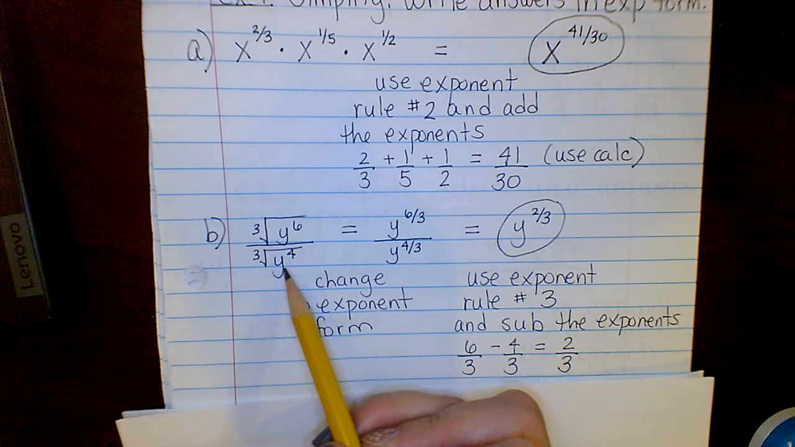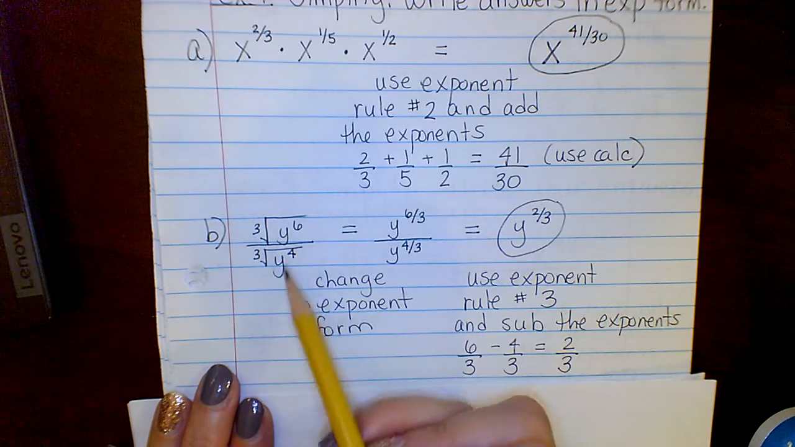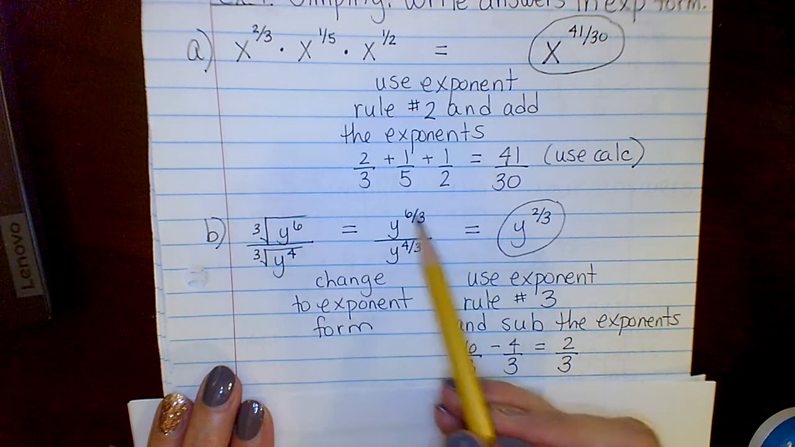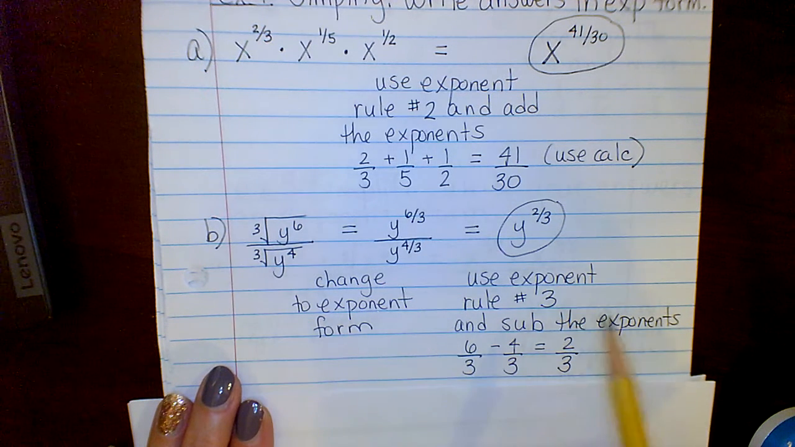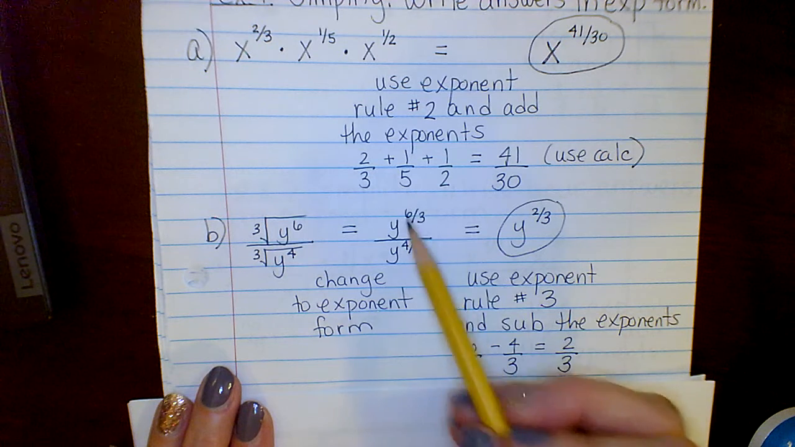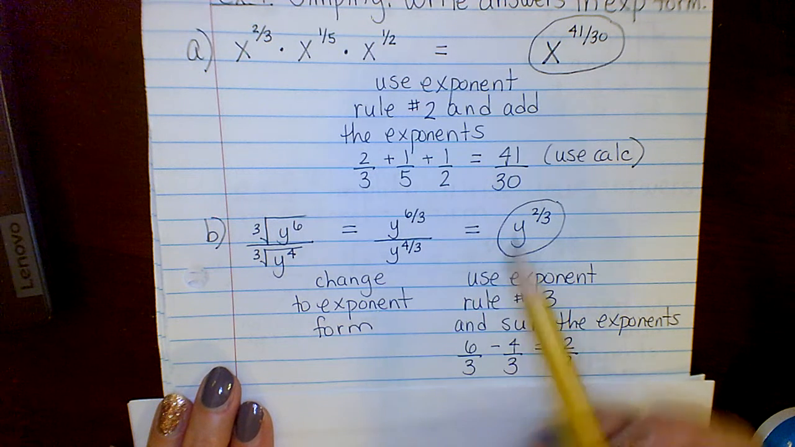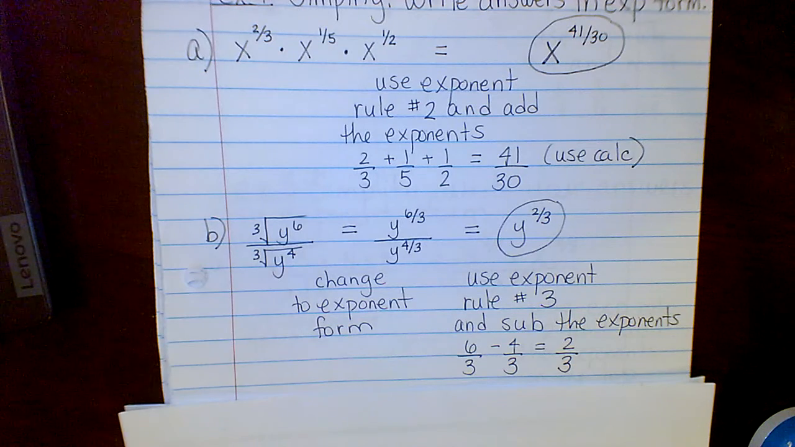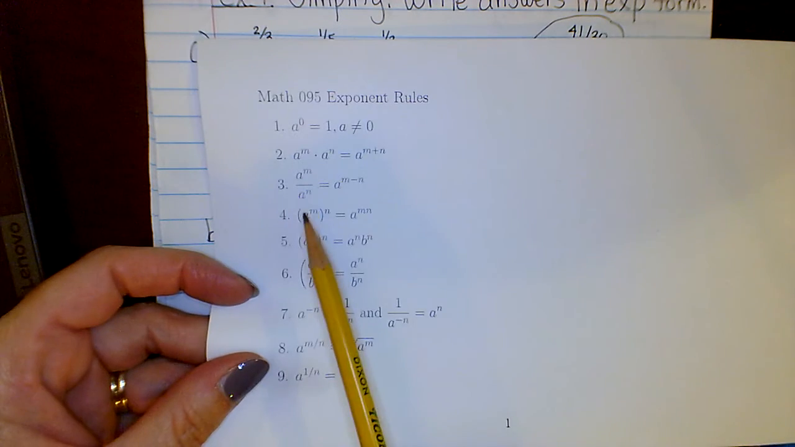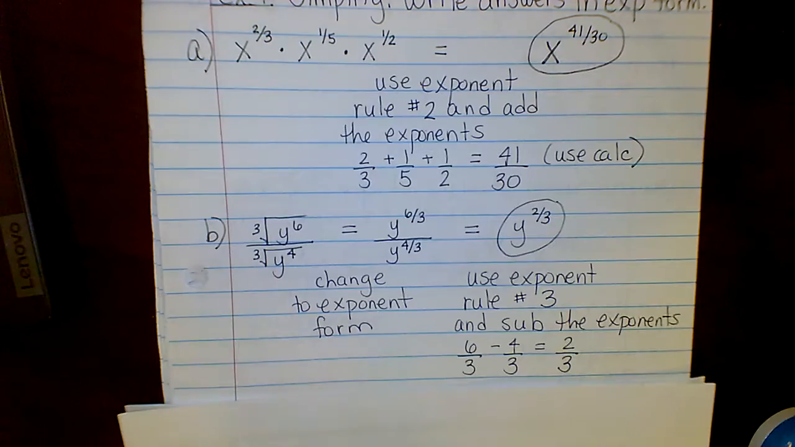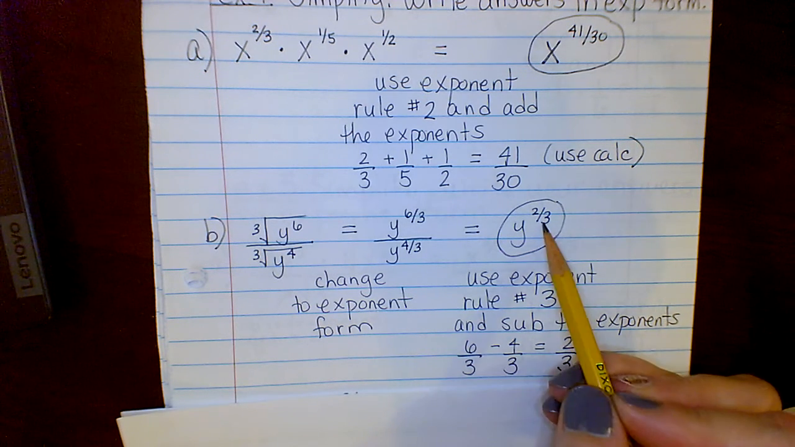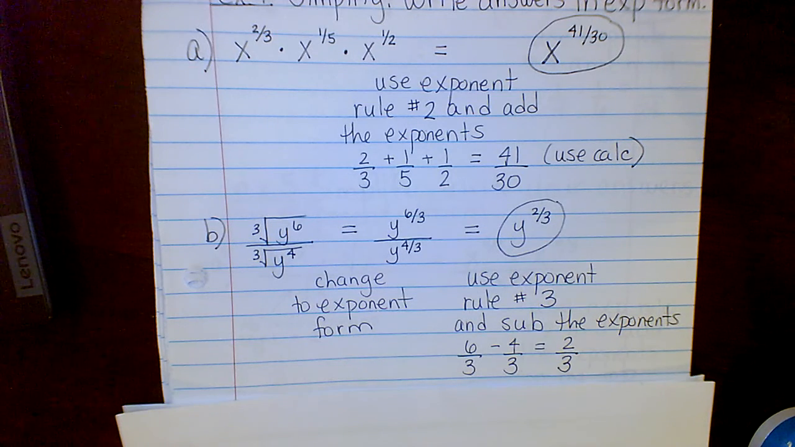This one is division. So I changed each one of these to exponent form. Exponent over root, so 6/3, exponent over root, 4/3. I can simplify that 6/3 to be 2 if I wanted to, but I didn't, and I'll show you why. Because I'm going to use exponent rule number 3 here that says if I divide with the same base, I subtract the exponents, top minus bottom. So subtracting the exponents, 6/3 minus 4/3, I have a common denominator. So I got 2/3, which is right here. So that's why I left the 6/3.